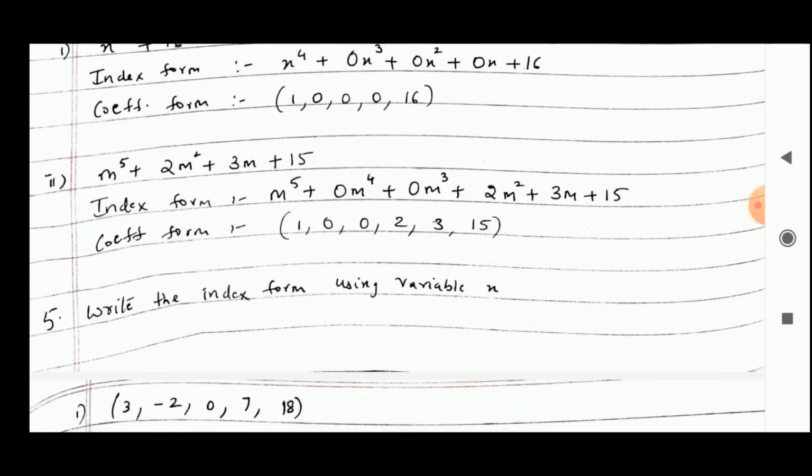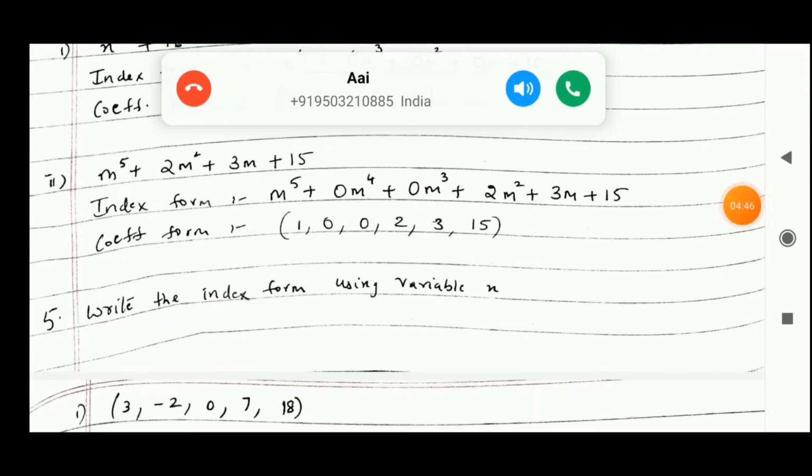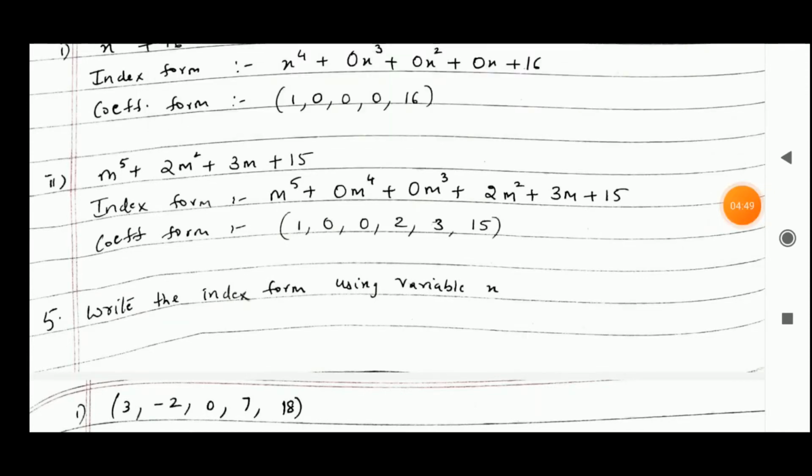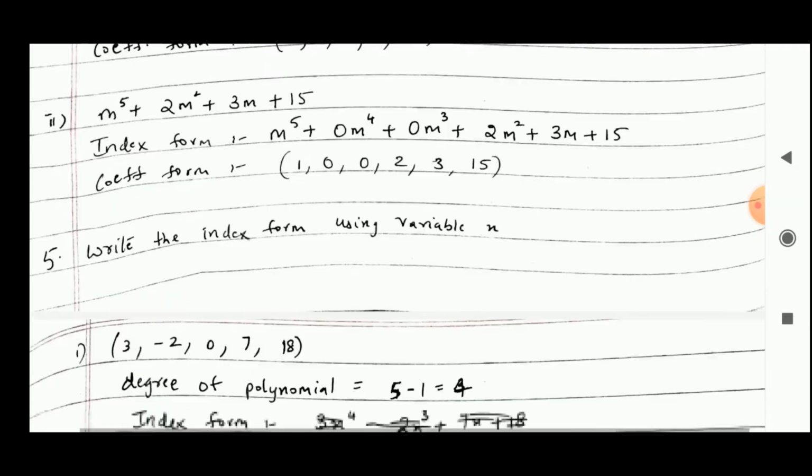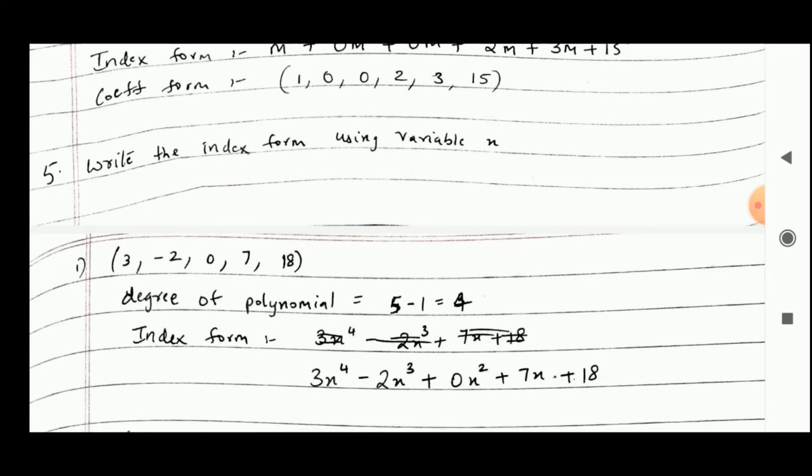Then m raised to power 5. Now, write the index form using the variable. The coefficient form is given as 3, minus 2, 0, 7, 18. Now 5 coefficients are there. So the degree of the polynomial will be 5 minus 1, equal to 4. So the index form will be: take each of the coefficients, take the variable x, the highest degree of the variable should be 4, and the remaining terms we will write down one after the other with decreasing powers of x.